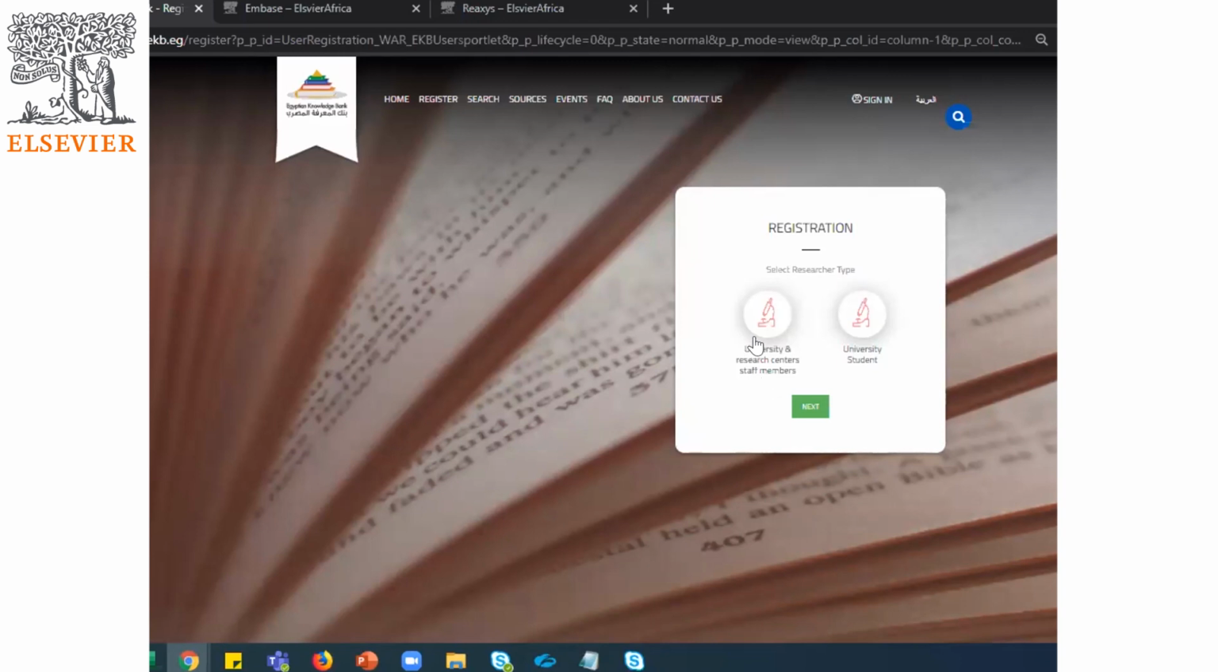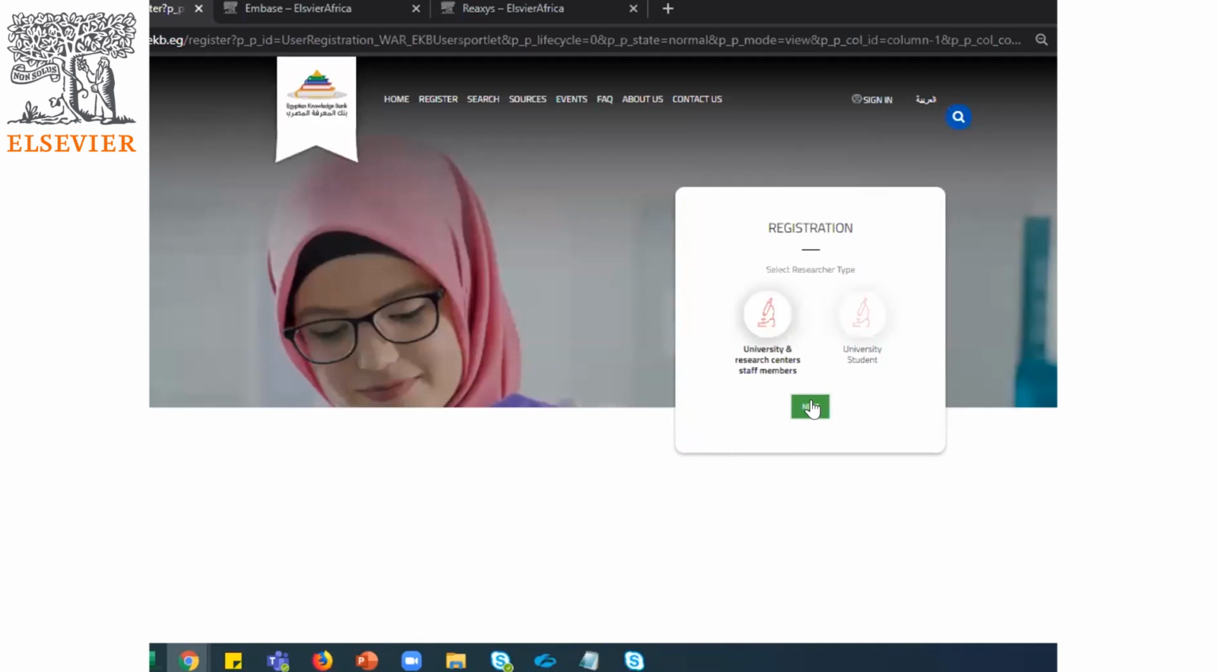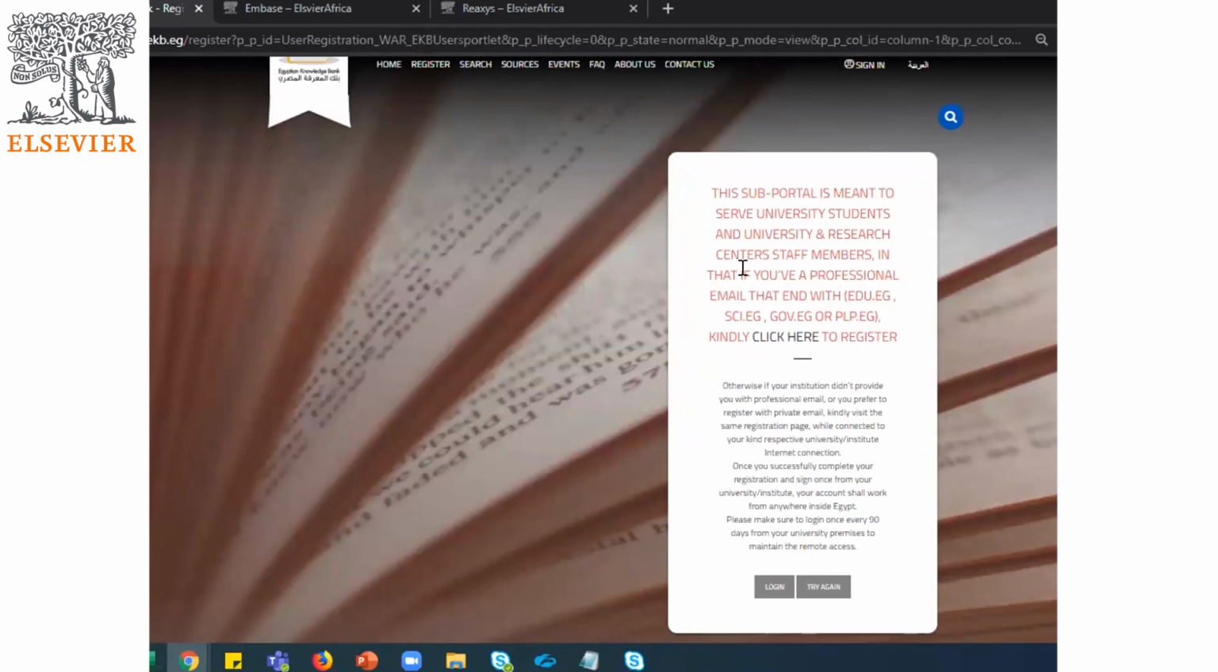For university and research centers, there are two ways of confirming that I'm a research center staff member. The first one is that it will read or detect my IP, and it will give me a message that this is dedicated for university and research center staff members. Since my IP was not detected to be my institution, because I'm not connected to an institutional IP or an internet connection provided by the institution directly, it's giving me this message. It can be overridden if I click here.